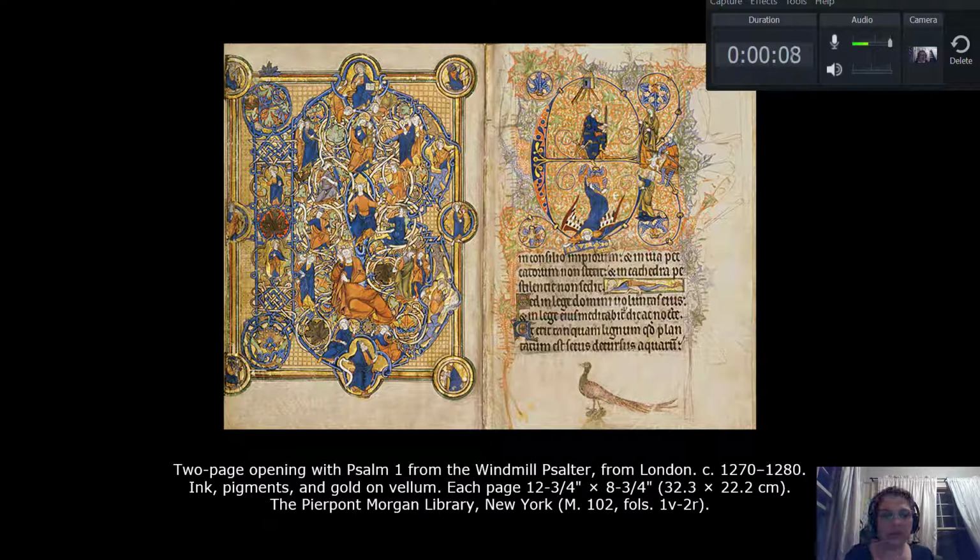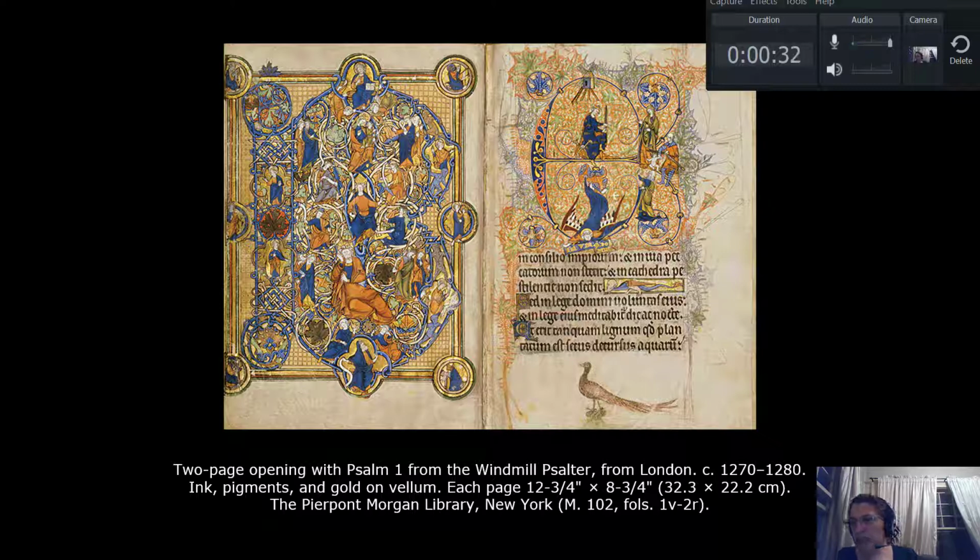Okay, so what I'm showing you here is two pages opening with Psalm 1 from the Windmill Psalter. And a Psalter is a book of Psalms. So both Psalms and Psalter, oddly, do not pronounce the P. And they are from London, circa 1270 to 1280.